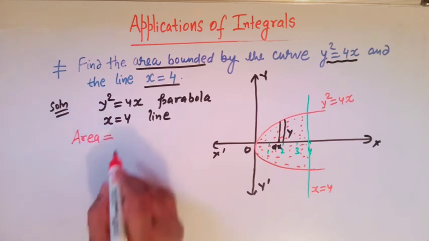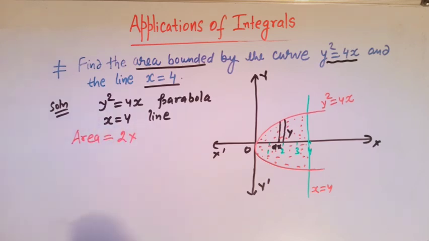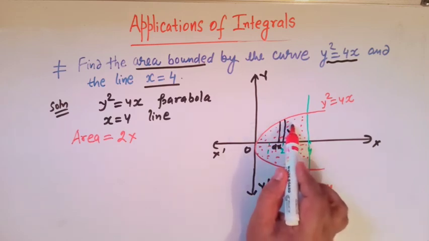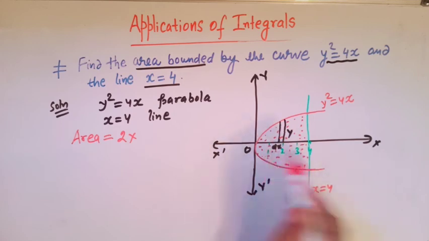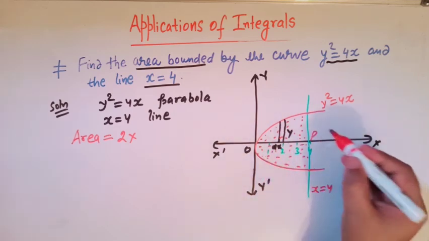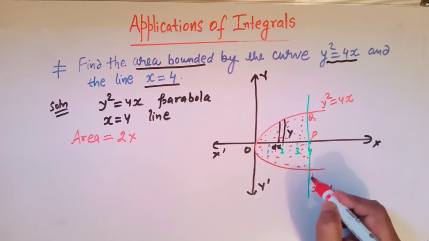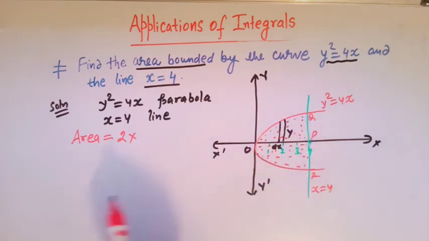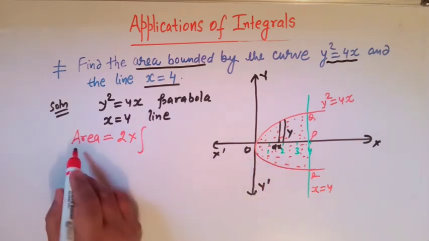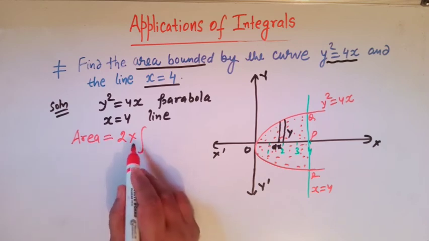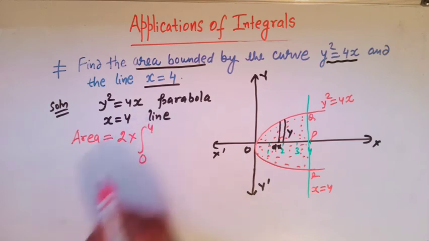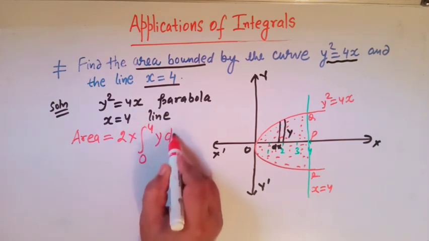Clear? Okay, so the required area is now given by 2 times, right? Because we have to find the entire area. So we are finding the upper area. Say this is P, this is Q, and this is R. So we are finding the area OPQ, and then we'll multiply it by 2. So the required area is 2 times the integral from 0 to 4 of y dx.